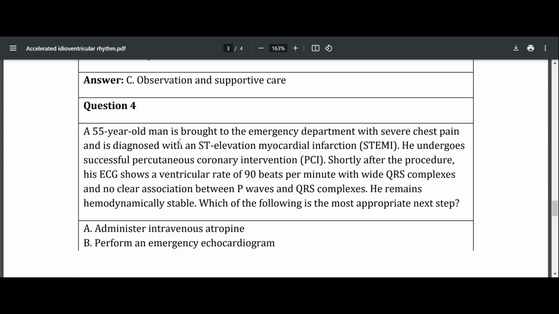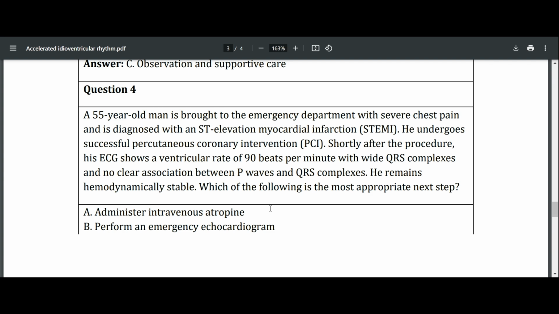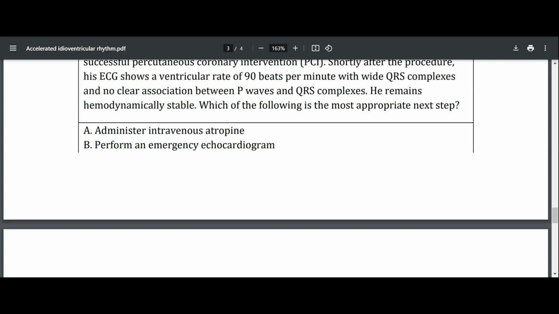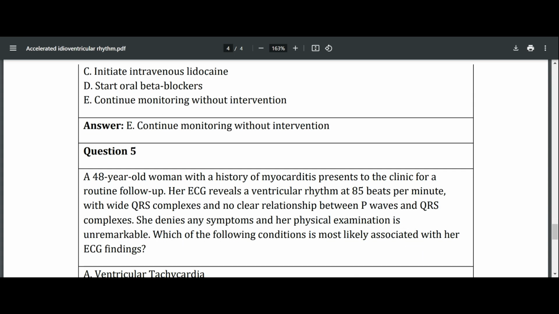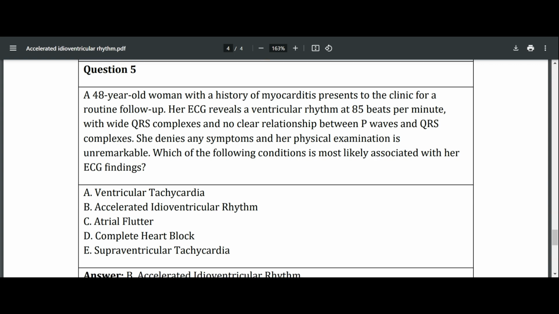A 55-year-old man is brought to the emergency department with STEMI. He undergoes PCI. Shortly after the procedure, his ECG shows a rate of 90 beats per minute with wide QRS complexes and no association, but he is hemodynamically stable. What is the most appropriate step? Continue monitoring without intervention, because this is a self-limiting condition and we don't need atropine right now because he is hemodynamically stable.